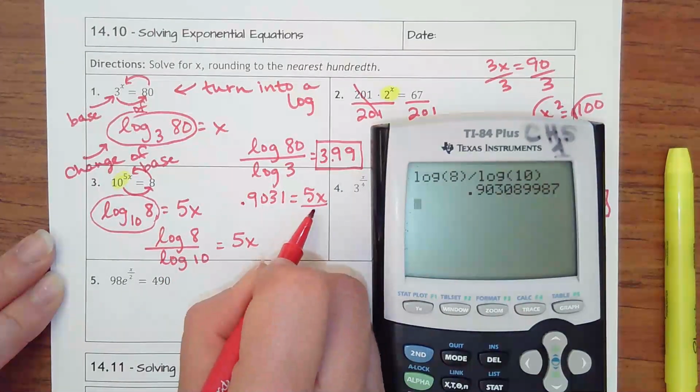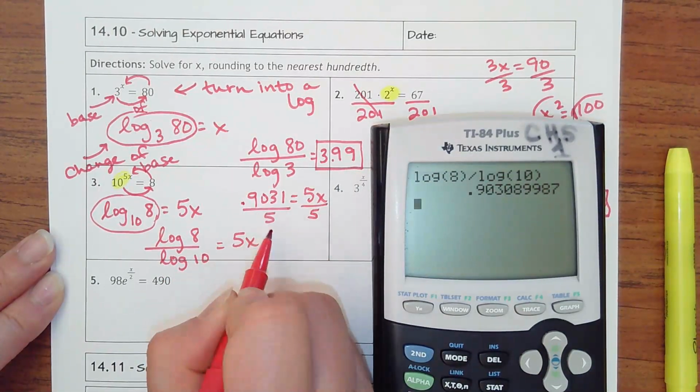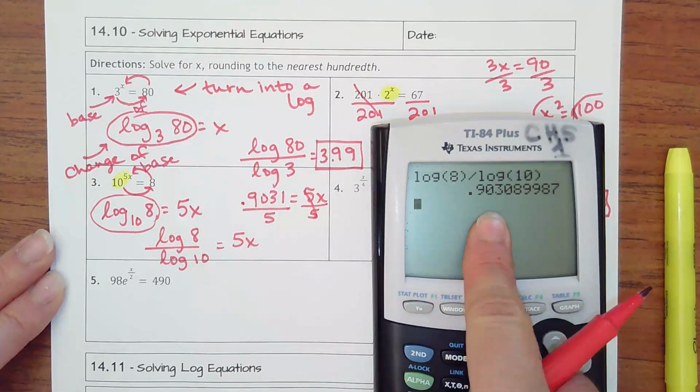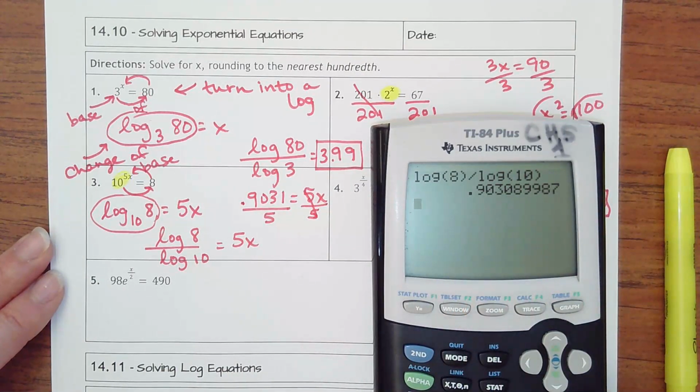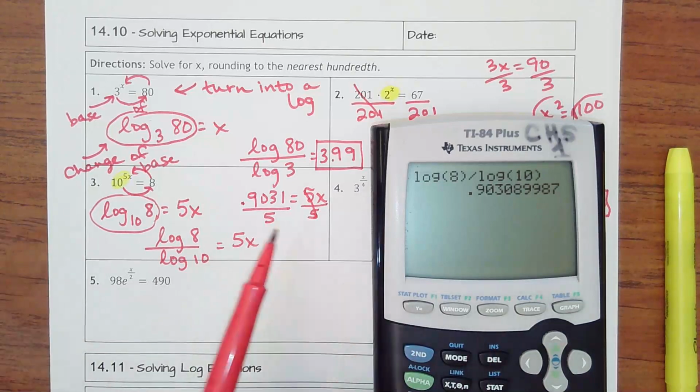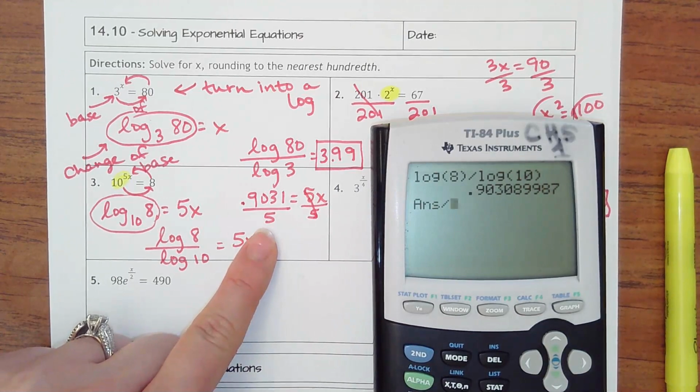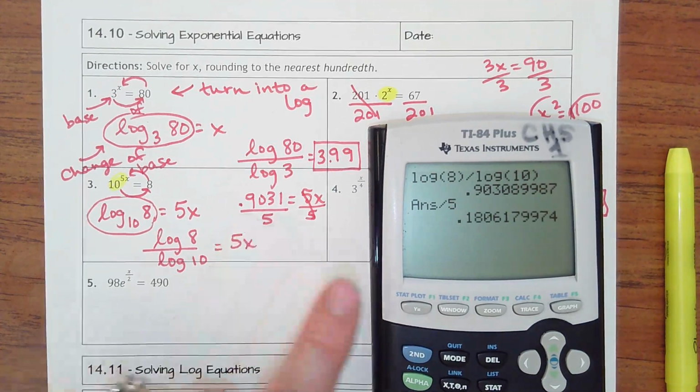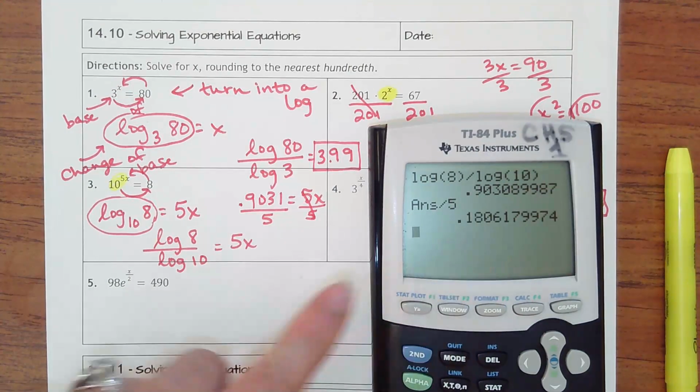So now to get x by itself, all we've got to do is one more step and divide by 5. Now I just leave this decimal in here because I don't want to round yet, since that doesn't keep it as precise. So I'm going to just hit divided by 5, and then that gets this number. Rounded to the nearest hundredth would be 0.18.